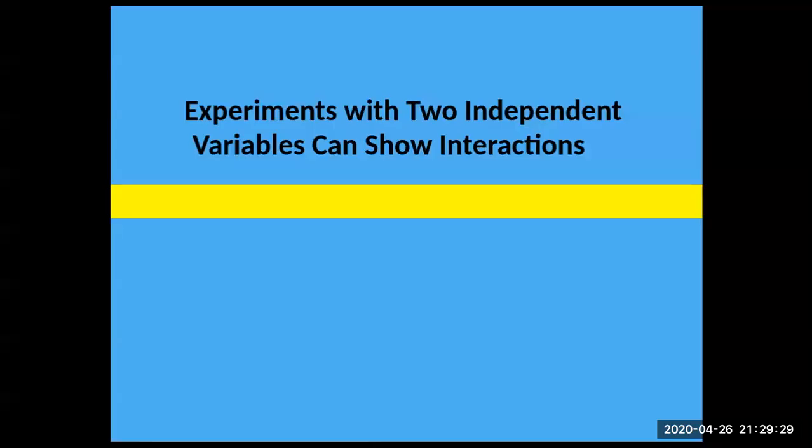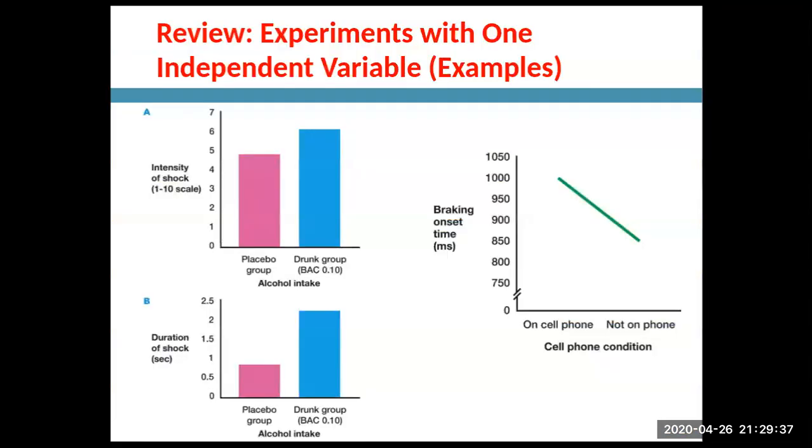So experiments with 2 independent variables can show the effects of one level of an IV over another. So in this case, if I go back, we're looking at drunk versus placebo on intensity in A, drunk versus placebo on duration in B, and you can see that one level, the drunk group, is higher than the placebo group in both. You can see the cell phone is higher or takes a longer time to break than not on a cell phone, even in a line graph.